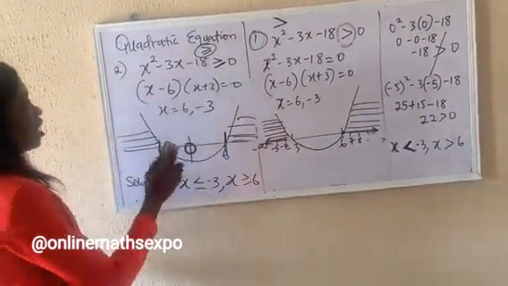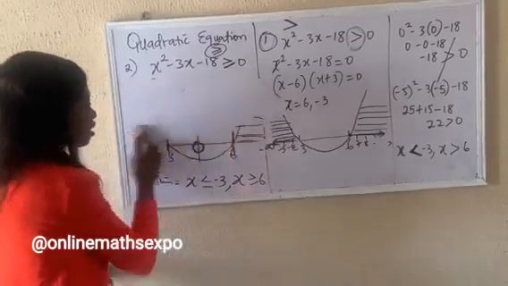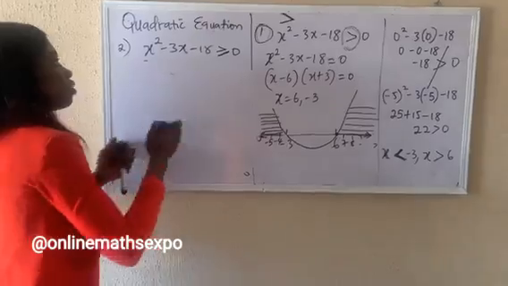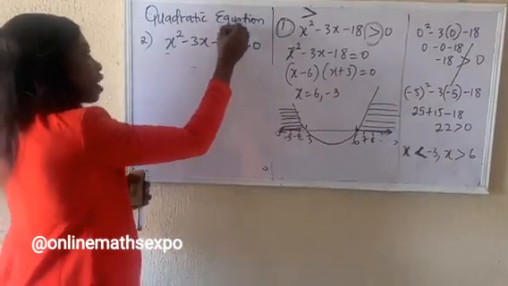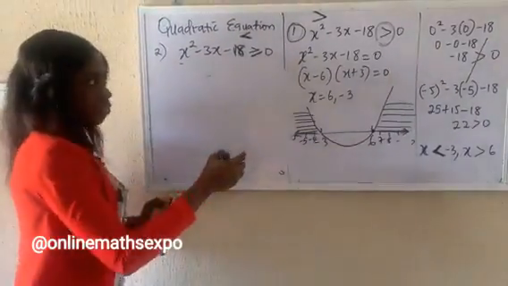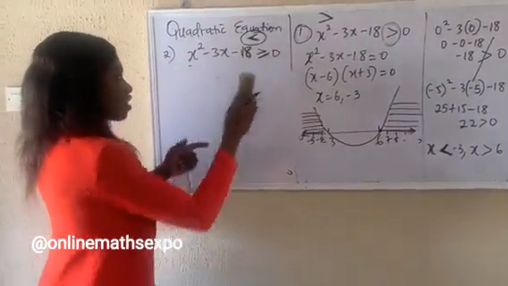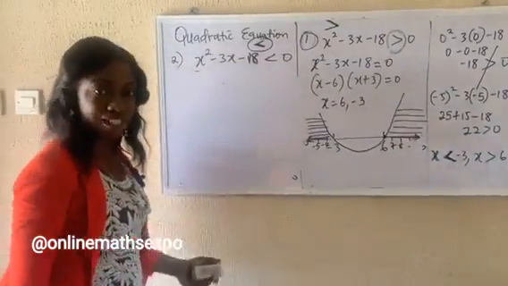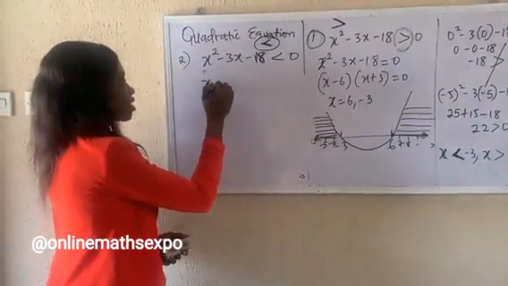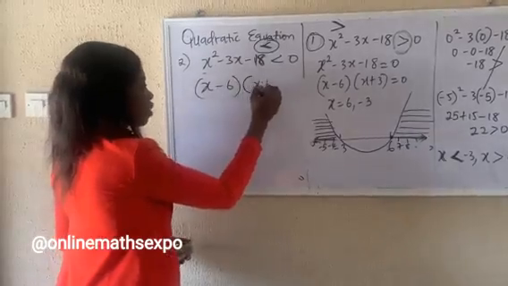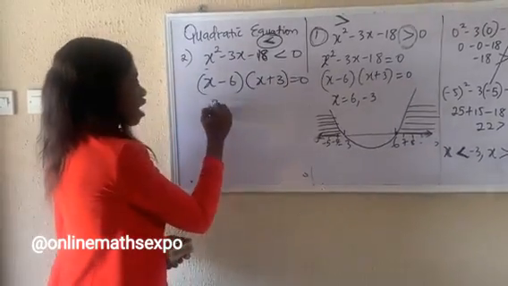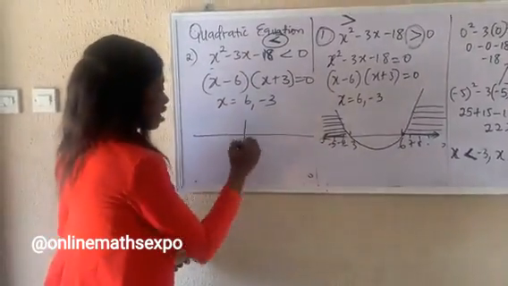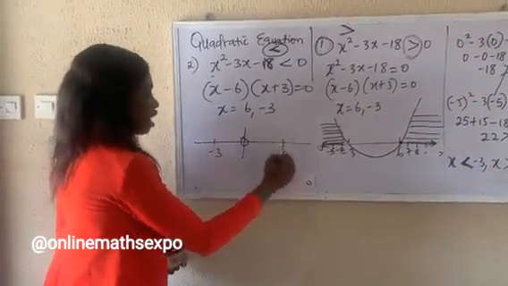Okay, the last one is, supposing we have this, that's the third one. We are looking at less than now. And if we are looking at less than, we change this to less than 0. The same approach like I have said, and that will give us x minus 6 and x plus 3 is equal to 0. x is equal to 6 and minus 3. Do the same testing. Here is minus 3 and here is 6.